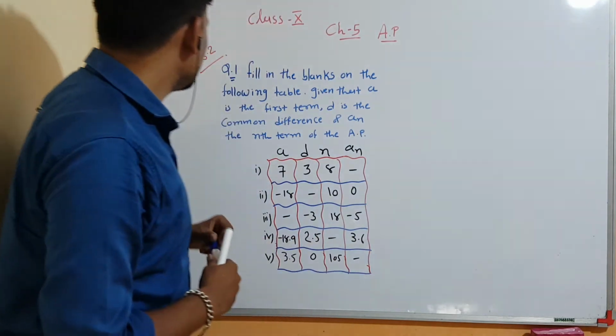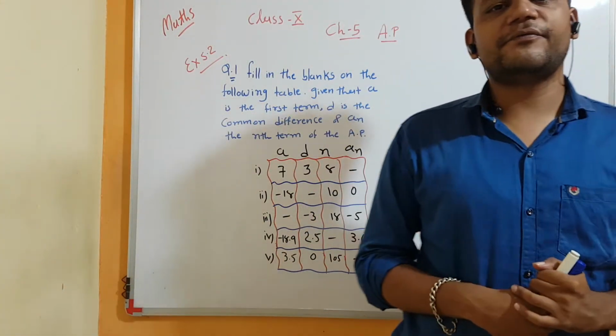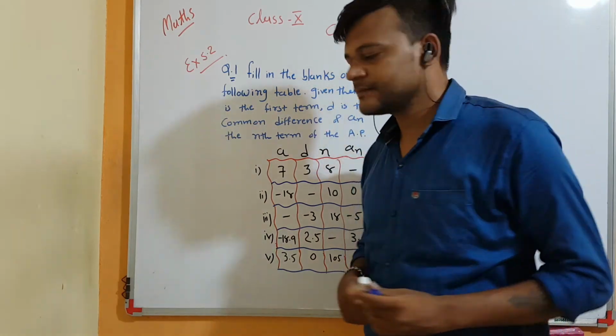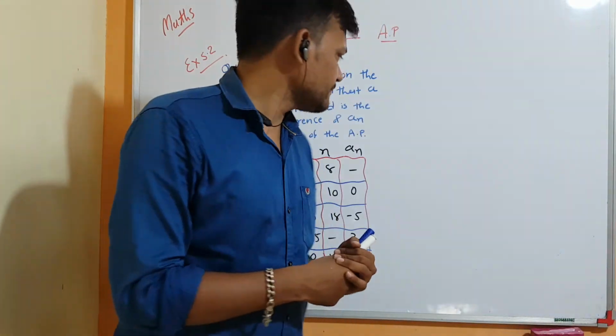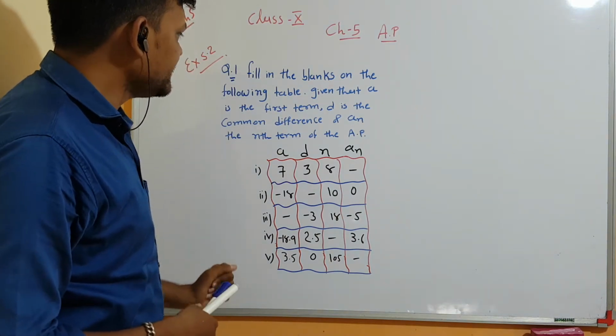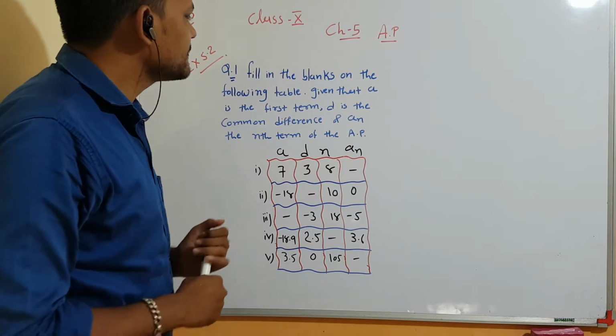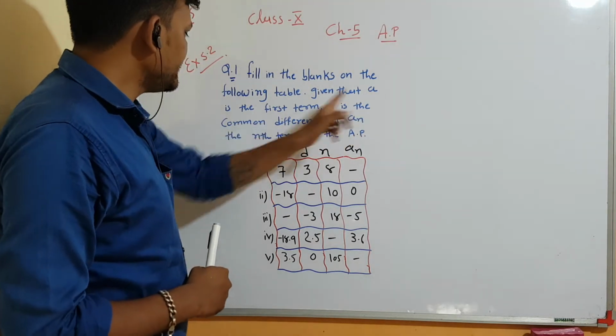In this video we discuss exercise 5.2, question number 1 of chapter number 5, arithmetic progression. So let's start without wasting any time. Students, this question contains 5 parts, right? And the question is: fill in the blanks in the following table, given that a is the first term.